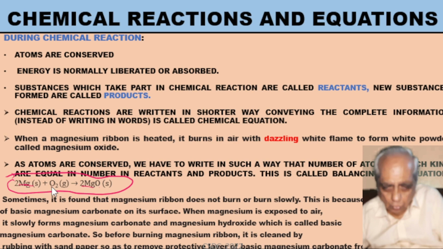So it becomes 2. So oxygen is also balanced. This is called balancing. How to do this balancing, I will explain to you in the next session. Is it alright? So this is called a balanced equation.